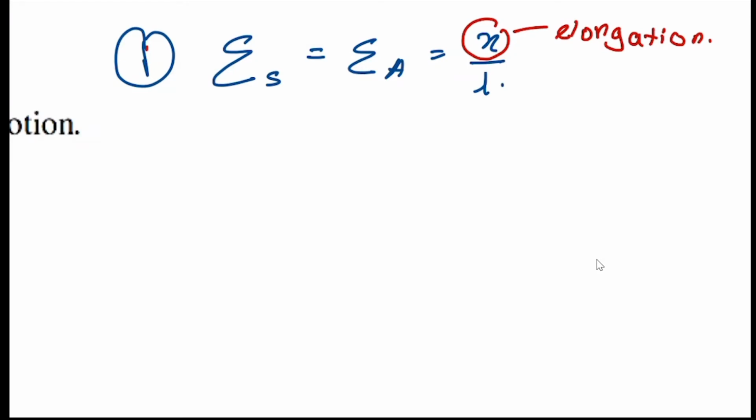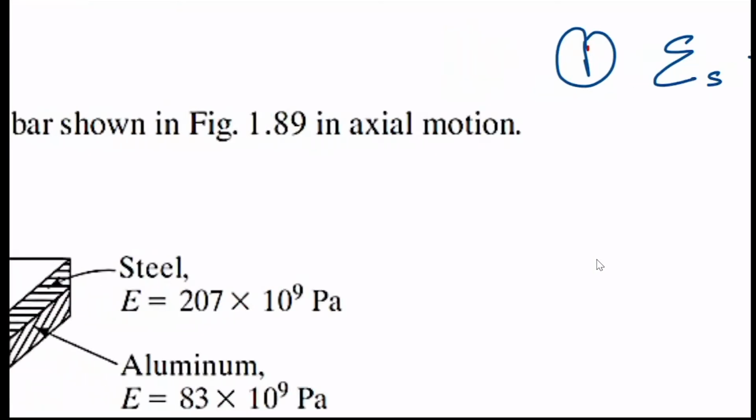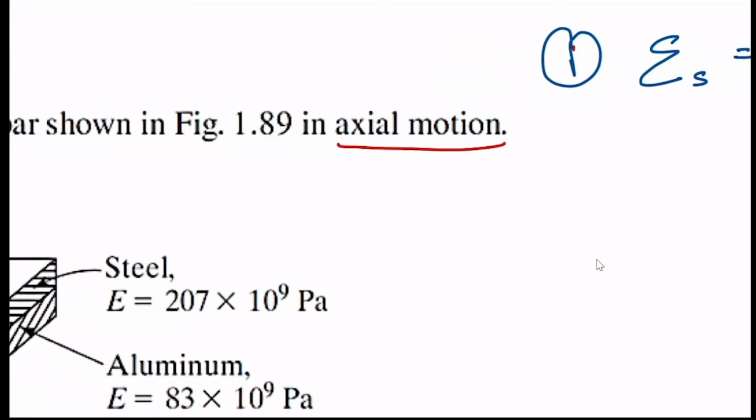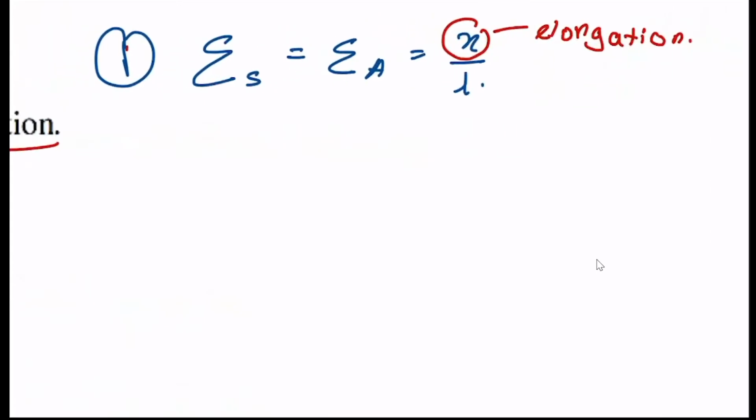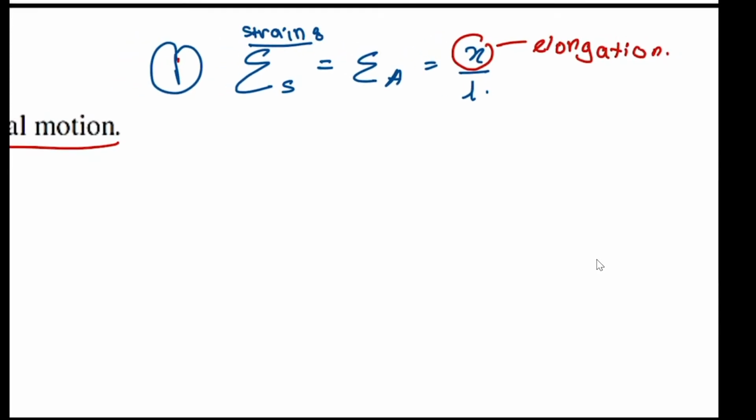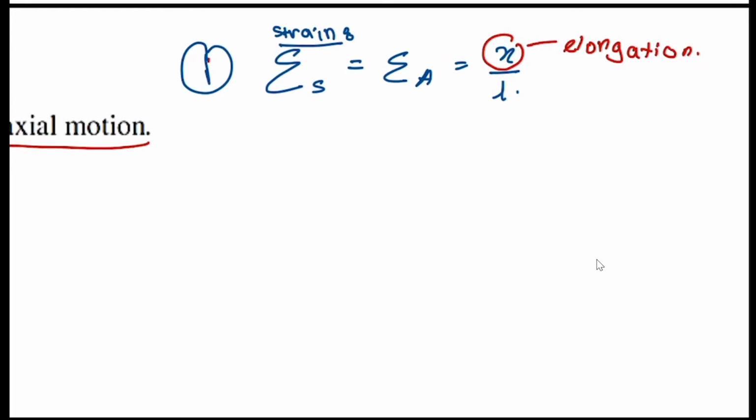Remember, this bimetallic bar is undergoing axial motion, right? So there will be elongation of the bar. Remember, the formula for strain is X over L, where X is the elongation. Since both have the same dimensions, the strains for both materials are also the same.